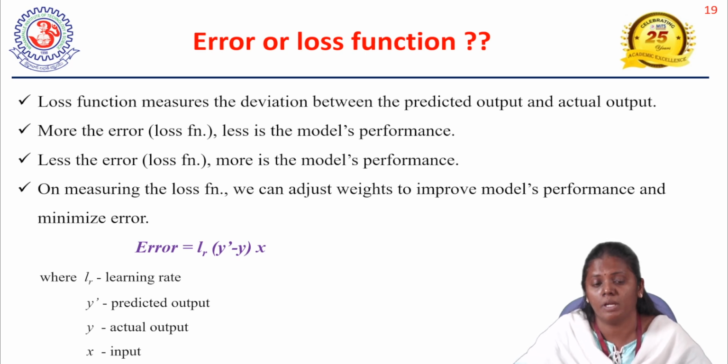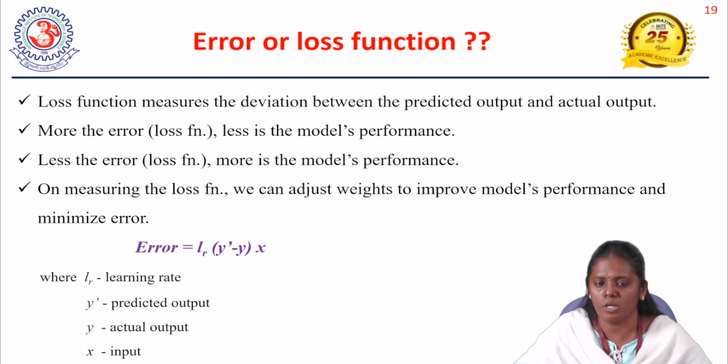It's very simple. I can use a metric called the loss function. The loss function measures the deviation between the predicted output and the actual output. So what is the actual output that should be there, and what is the prediction done by my model? There should be less deviation between these two. If there is more deviation, then you can say that the loss is more. So the more the error, or the more the loss function, the less the model's performance. Both are actually inversely proportional. The less the error, or the less the loss function, the more the model's performance. Am I right? Yes.